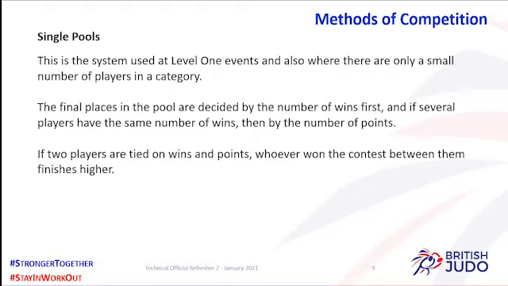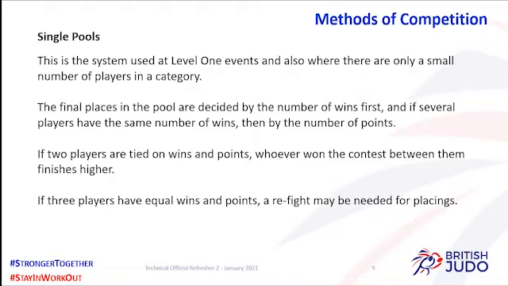However, if you have 2 players that are tied on wins and points, which is quite possible, the athlete that goes higher in the pool table is the one who won the contest between those two. So everybody in the pool will fight each other, so there's definitely a result between them. If they got the same points and the same wins, the one who won the match between the two, who are now equal, will go higher up in the pool and get the higher position, if indeed they're going through to a knockout.